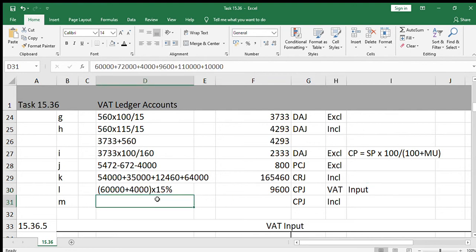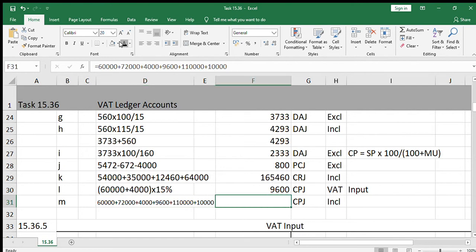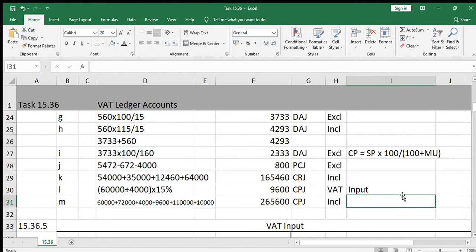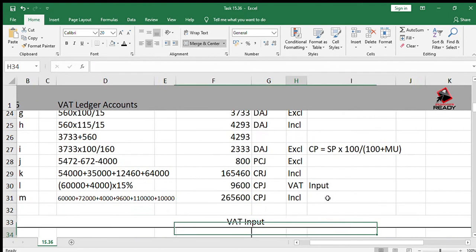Okay, and then the last one, M, is the bank figure. Bank must be the total amount of money which is being paid out. So we're going to take trading stock plus salaries plus consumable stores plus the VAT which is calculated plus the creditors control payments. Okay, we're going to ignore the discount and we'll add on the sundry accounts. So all of those figures added up will give us our answer of 265,600 and thus must include VAT. You see we included the VAT amount of 9,600 in our calculation.